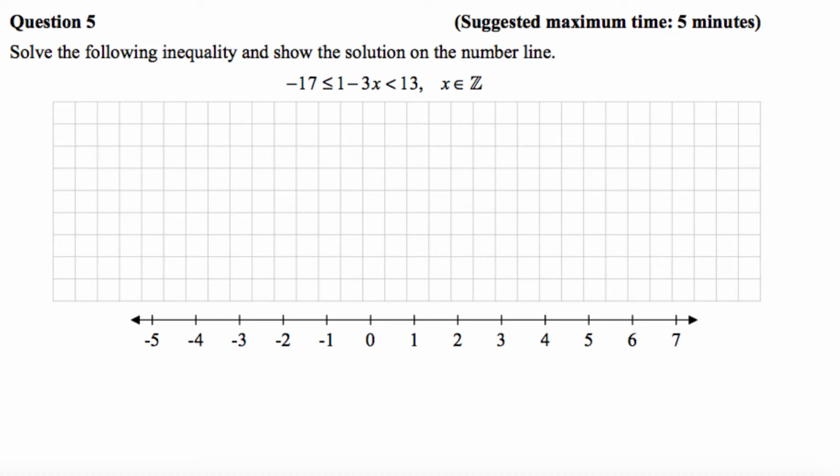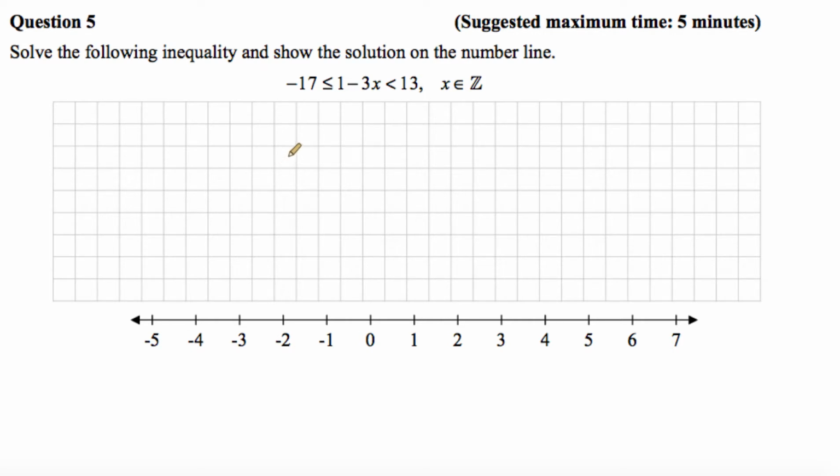So this is the 2014 Junior Cert Higher Level Paper 1. We're looking at question number 5. Solve the following inequality and show the solution on the number line. Minus 17 is less than or equal to 1 minus 3x, which is less than 13. And x is an element of the set of integers, the Z set.